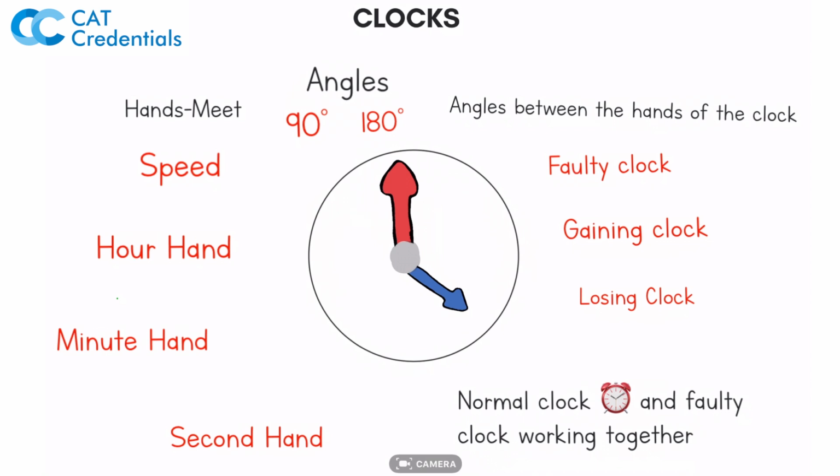Then we see the problems where we find out the angle between the hands of the clock. So I'll give you any time and I'll ask you what is the angle between the hands of the clock at that time. So what is a method to do that?